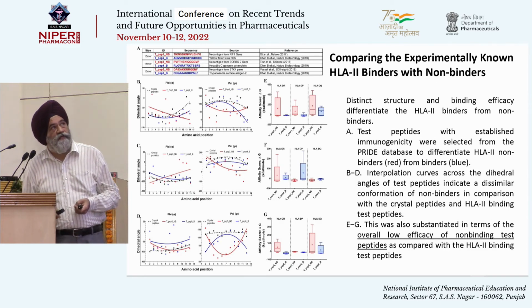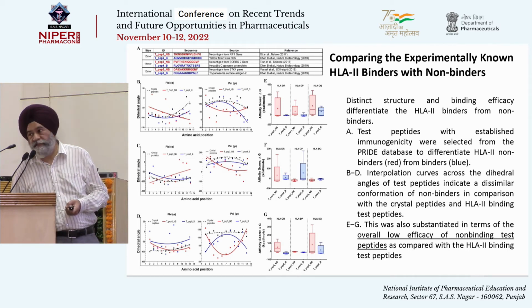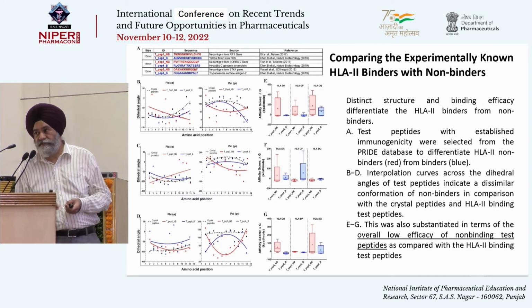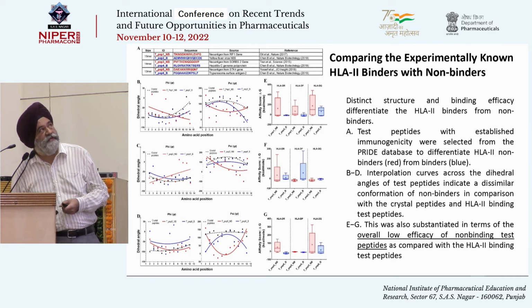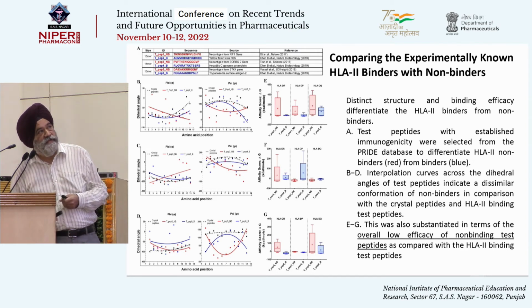After that, we thought that we should also compare it with already known, experimentally determined peptides. From the PRIDE database we have taken the binders as well as the non-binders, and subjected them to the same protocol of MD simulations. We used PepFold, we did the simulations at pH 7, we did the simulation at pH 4.5, then we looked at what the phi psi variations are. Which one is going to linearize it? Is it going to be close to the experimental value or not?